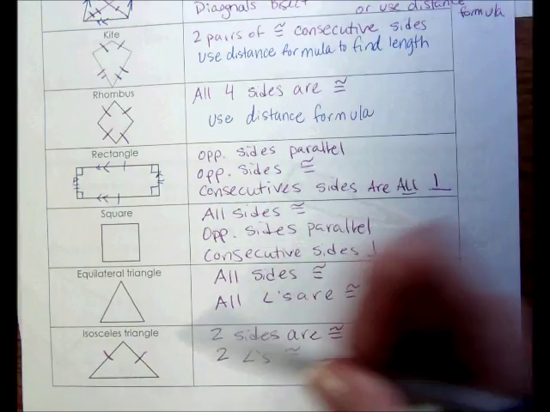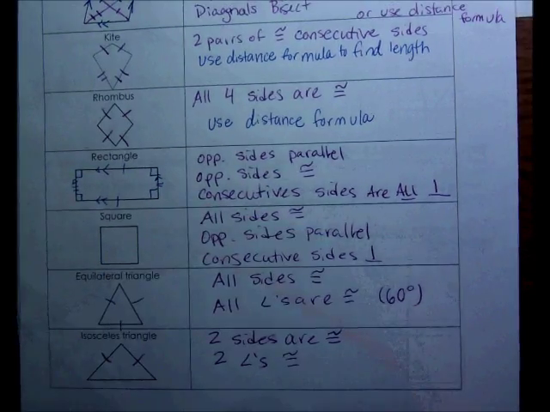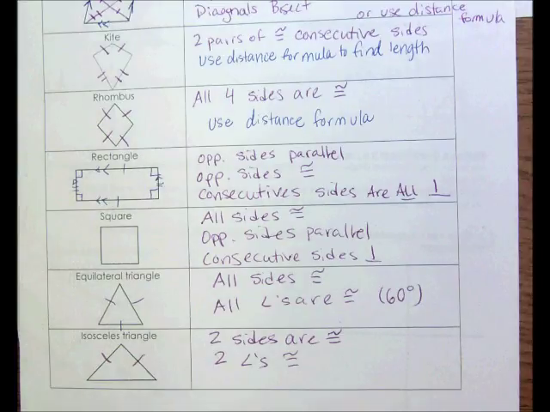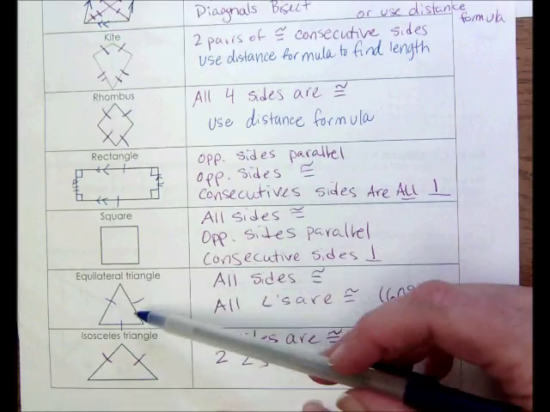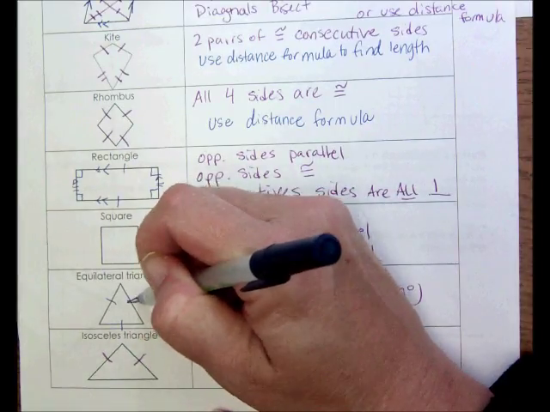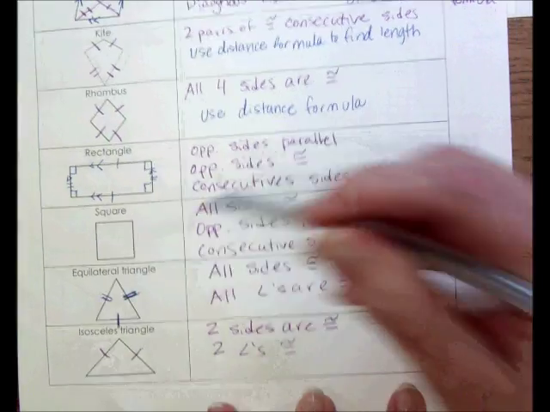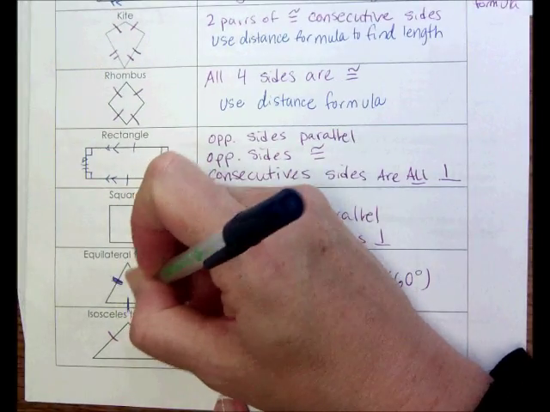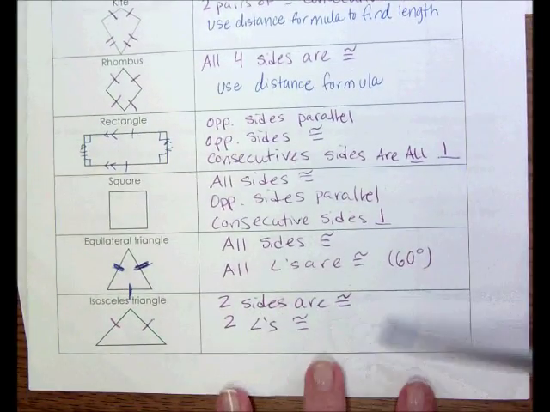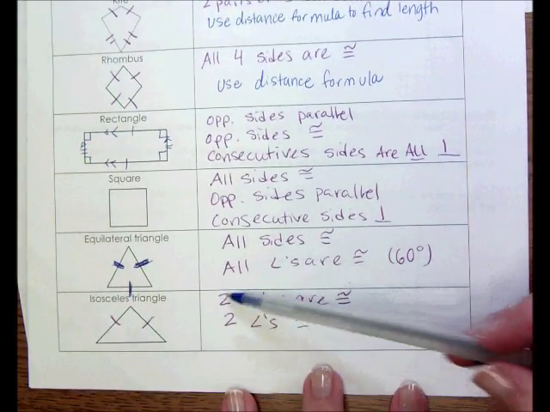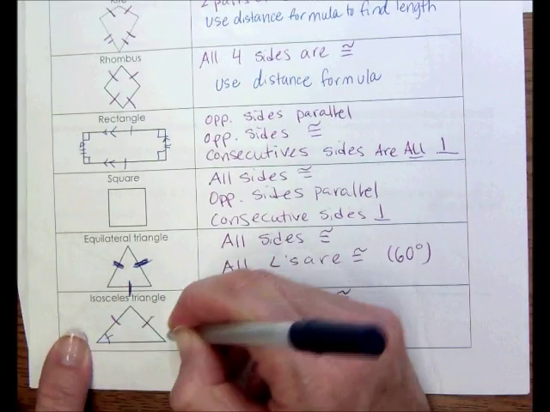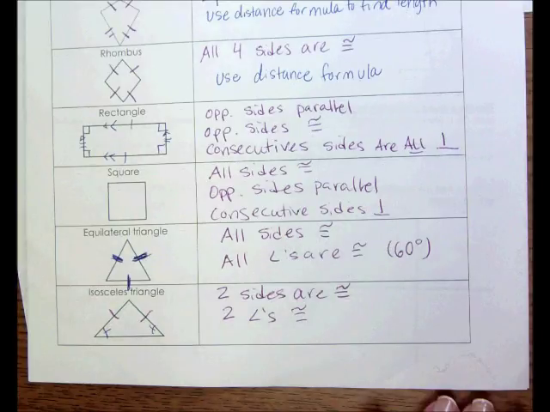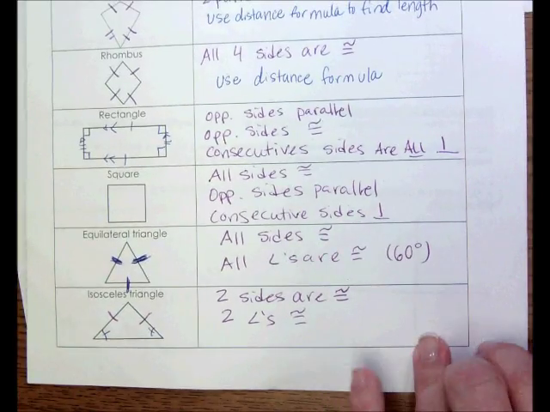Then we have an equilateral triangle, and in an equilateral triangle, we know that all three sides are equal. We also know that all angles are congruent, 60 degrees, but we will be proving that by using the distance formula. Okay, and this is one tick mark. Isosceles triangle or isosceles trapezoid, it will be where two sides are congruent. And also by knowing that, you know by the base angle theorem that the angles opposite those two congruent sides are also congruent.